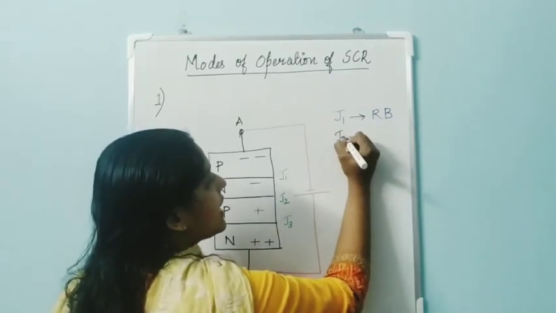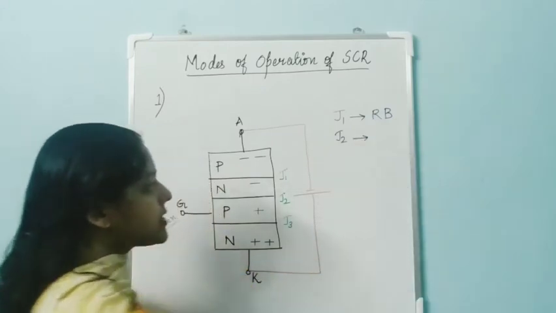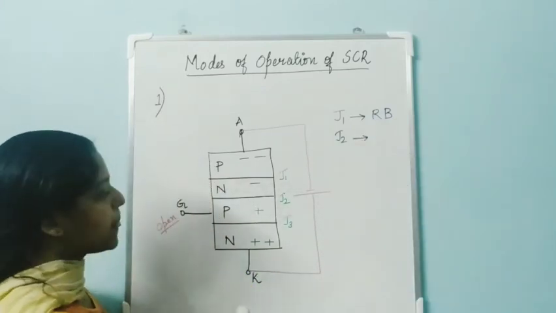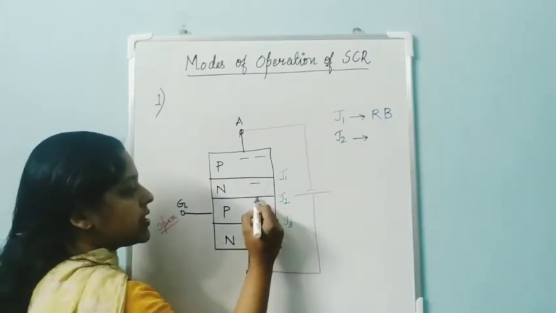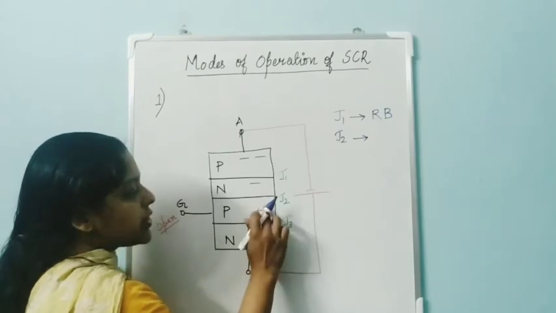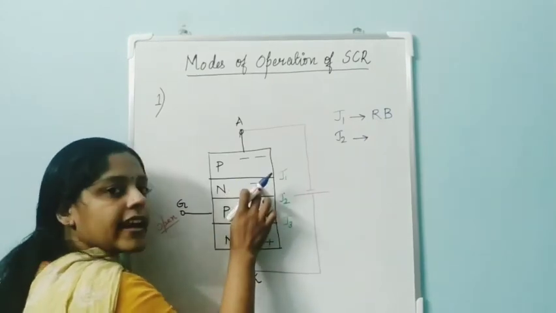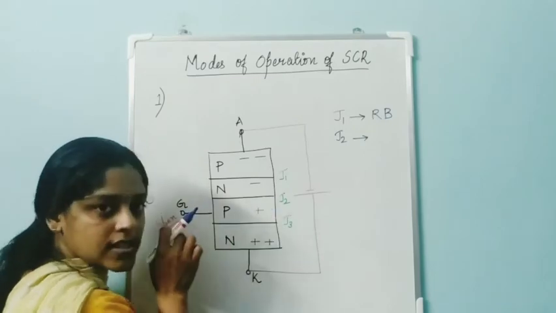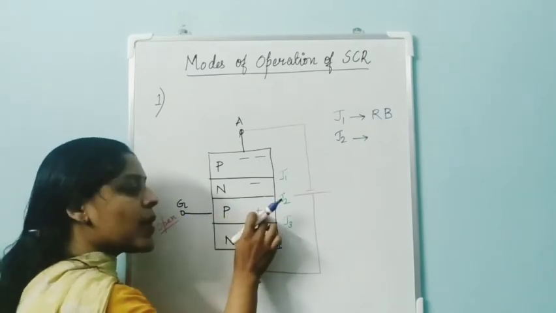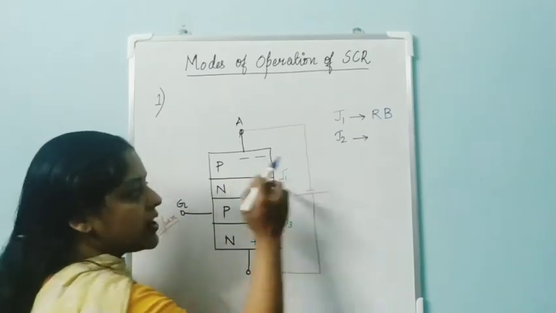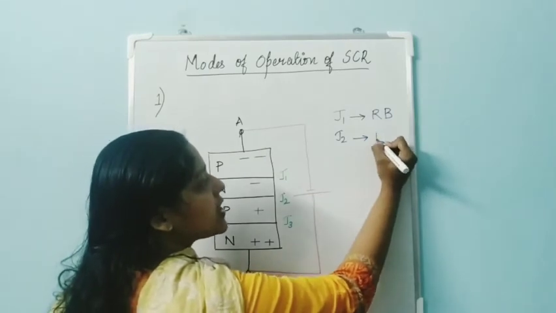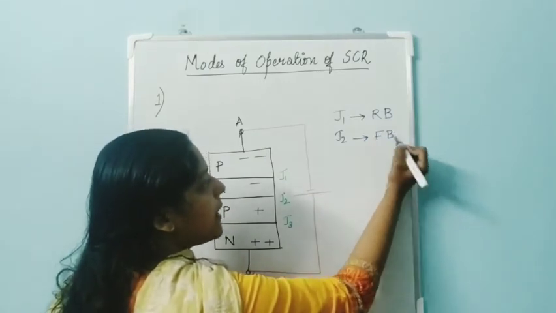Now let's analyze the junction J2. What is happening to this junction J2? This is the junction J2, right? At this junction you can see that N region is negative and P region is positive. Isn't it? So P is positive compared to the N region. So you can say that the junction J2 is forward biased.